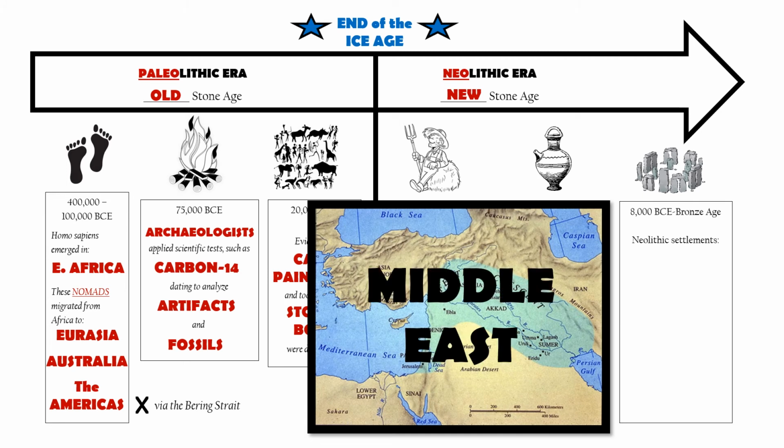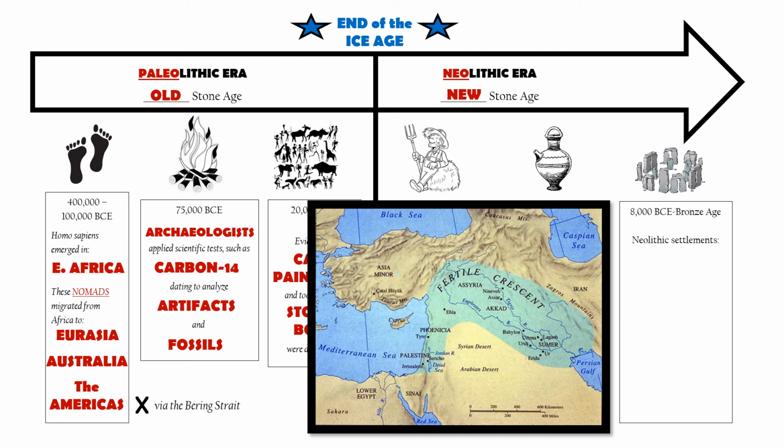This map is a map of the Middle East. And on this map, we're going to find 3 of our Neolithic settlements. The first one I'm going to point out to you is Çatalhöyük. Çatalhöyük is found in modern-day Turkey. Its ancient name was Anatolia. And I put a star on my map right around Çatalhöyük in Asia Minor there.